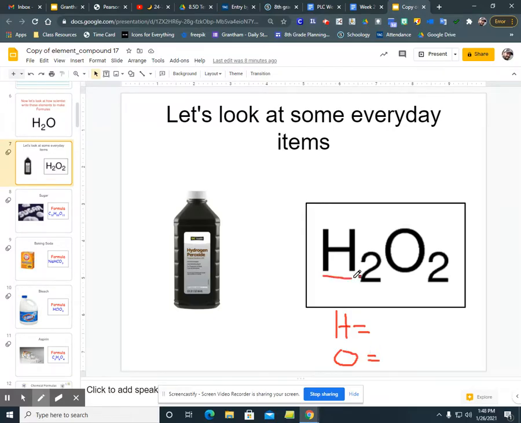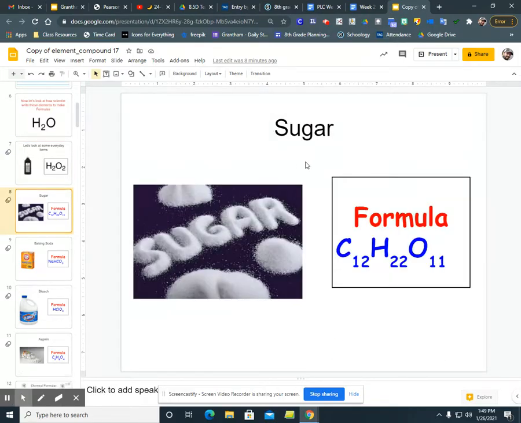So we count the capital letters. We have two capital letters, means we have two separate elements. This little subscript tells us how many atoms we have. So we have 2 atoms of hydrogen and 2 atoms of oxygen in the chemical compound for hydrogen peroxide. If we look at the chemical compound for sugar, we have 3 capital letters. So we have carbon, hydrogen, and oxygen. And again, the subscript tells us how many atoms there are.